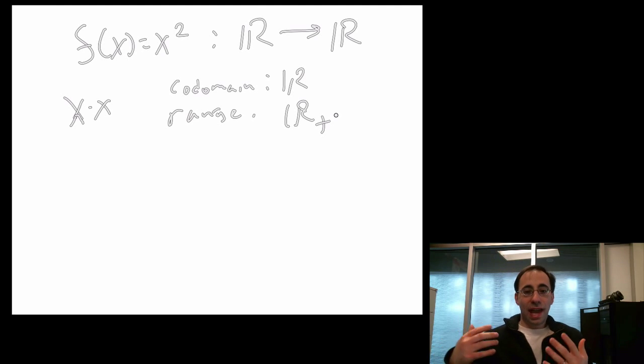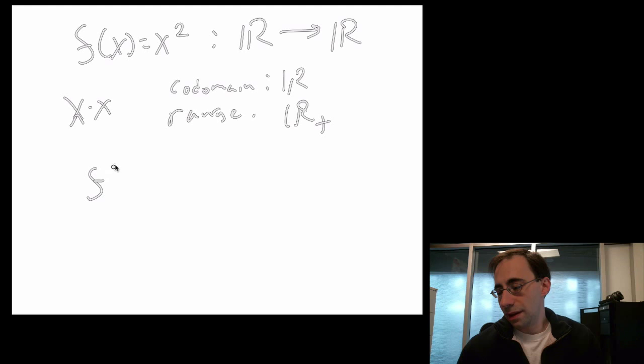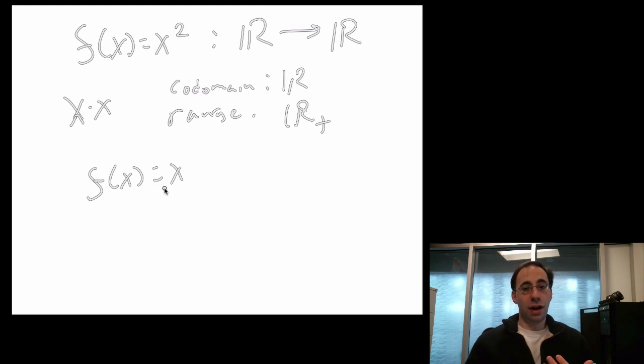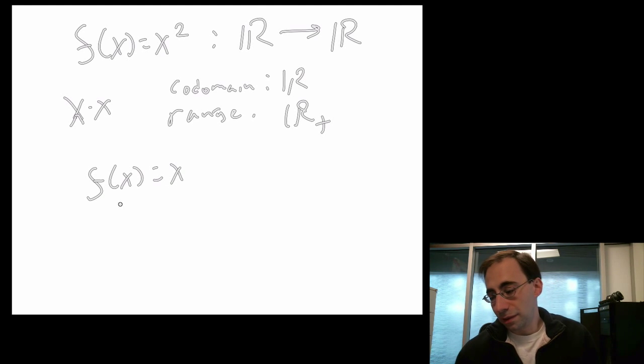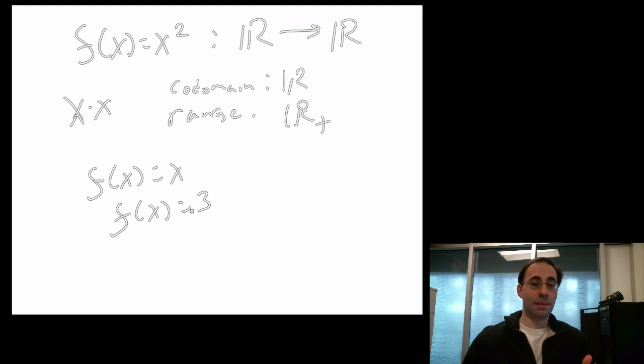So the range can be a subset of the codomain. In this case, the range is the same as the codomain, it's all real numbers. Sometimes the range can be very small. Here, the range is the number 3. You can get nothing else from this function but 3. It's a constant function. So that's the range, and those are sort of the major definitions here.